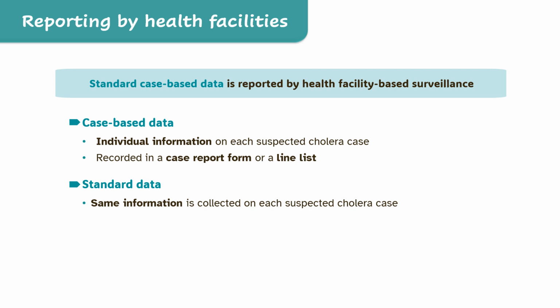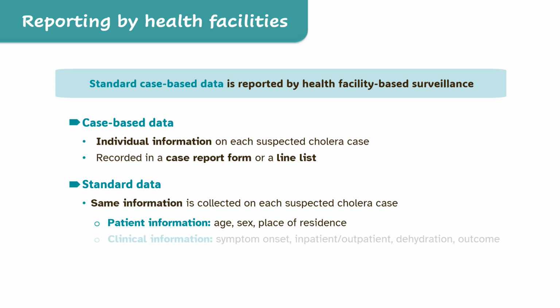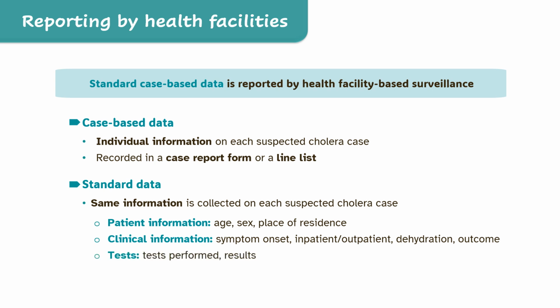This information includes information on the patient, such as age, sex, and place of residence, as well as clinical information such as the date of symptom onset, whether the patient was hospitalized for treatment, the patient dehydration level at arrival, and the outcome of the disease. Lastly, information on the tests performed and their results are also collected. In Module 6, we will show you where to access template tools to record standard case-based data for health facility-based reporting.